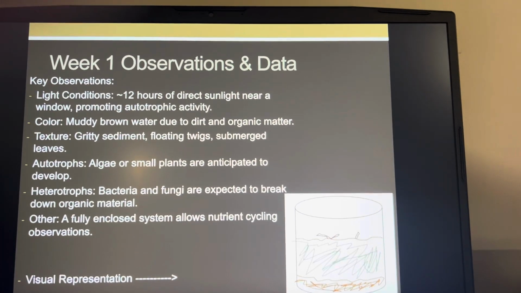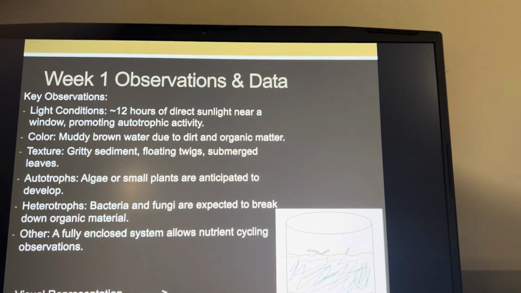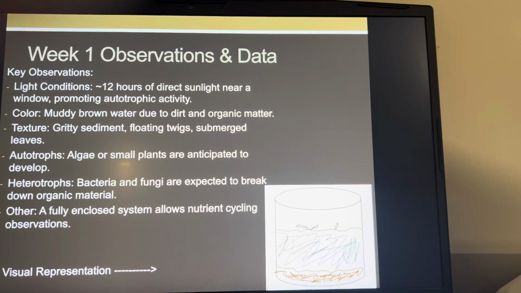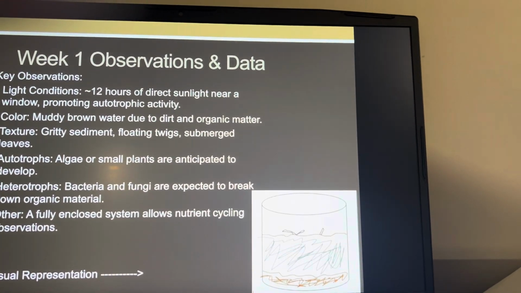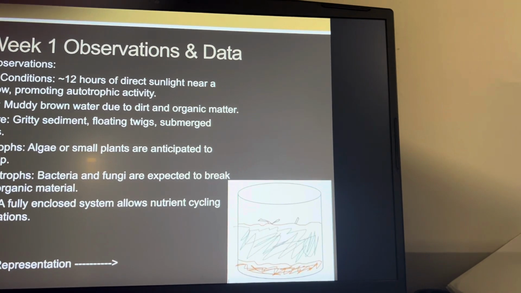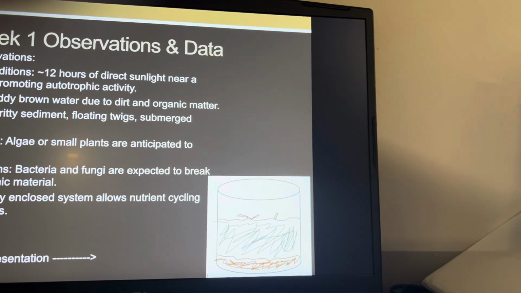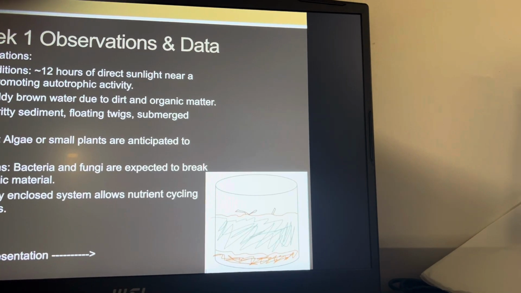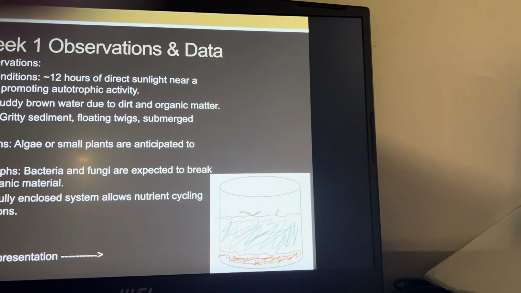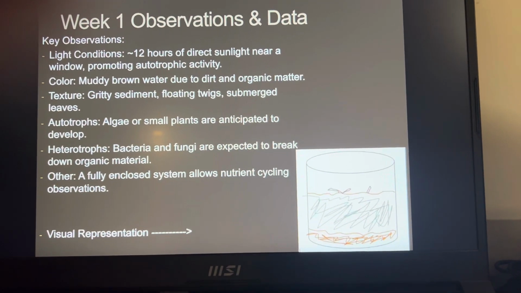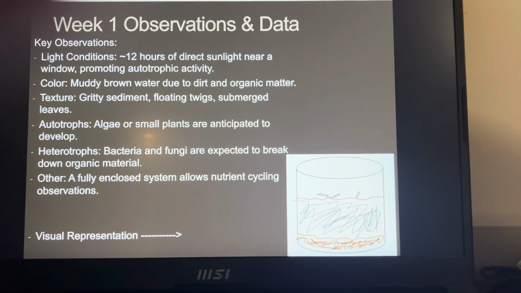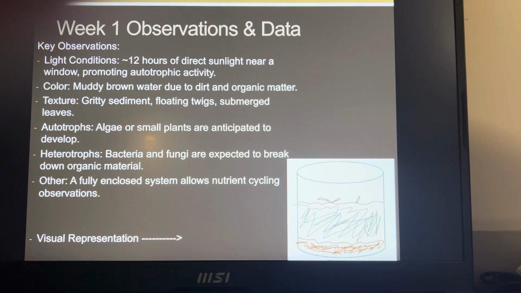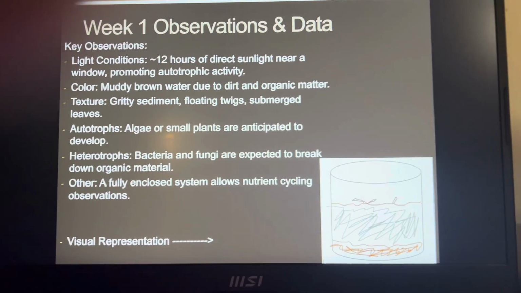During week 1, I noticed that the water was muddy brown due to sediment and organic matter. The sediment settled down at the bottom, creating a gritty texture, all while the twigs floated near the surface. Algae or microbial activity was not yet visible. The microcosm's enclosed system allowed for nutrient cycling, setting the stage for future growth and decomposition. Light exposure of approximately 12 hours daily provided an ideal environment for autotrophs to begin photosynthesis.